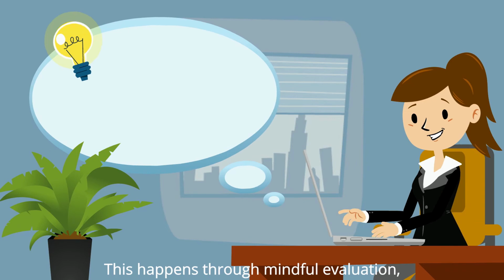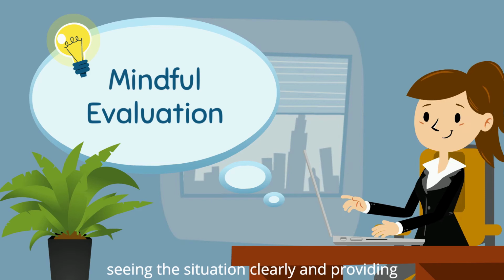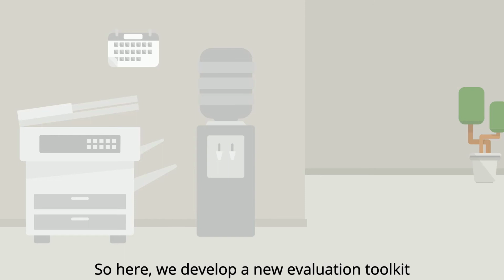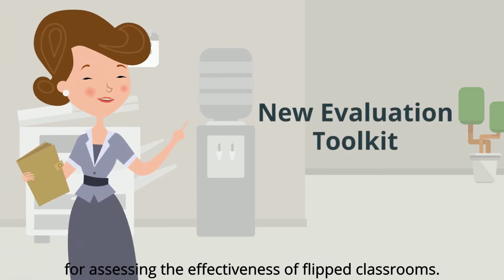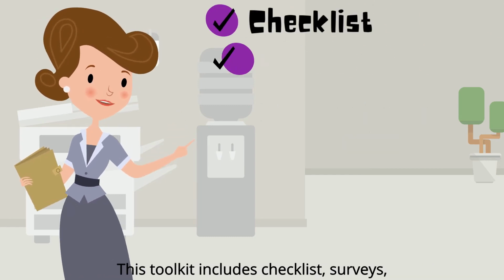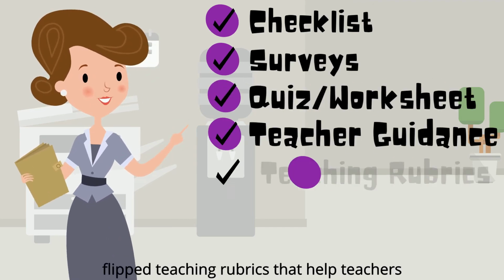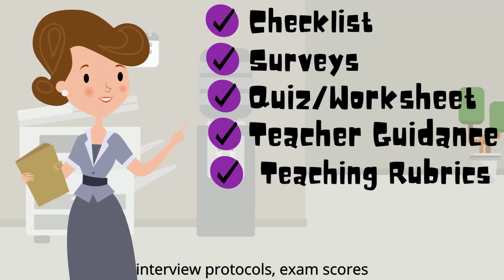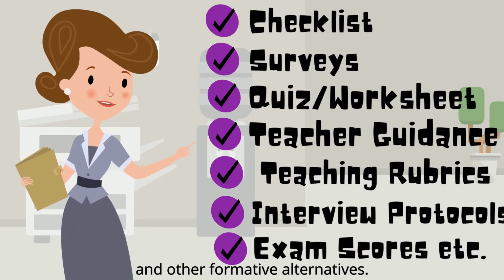This happens through mindful evaluation, being conscious and in the moment, seeing the situation clearly and providing immediate support and feedback. So here, we develop a new evaluation toolkit for assessing the effectiveness of flipped classrooms. This toolkit includes checklists, surveys, quiz or worksheets, teacher guidance, flipped teaching rubrics that help teachers reflect on each flipped teaching experience, interview protocols, exam scores, and other formative alternatives.